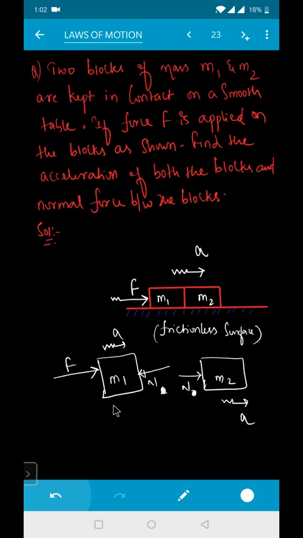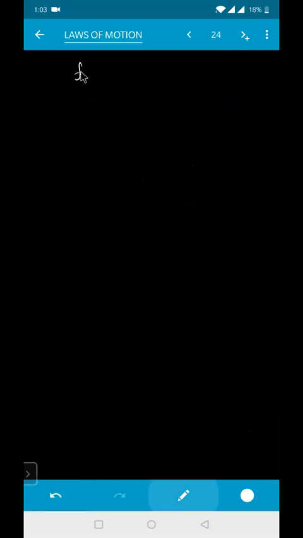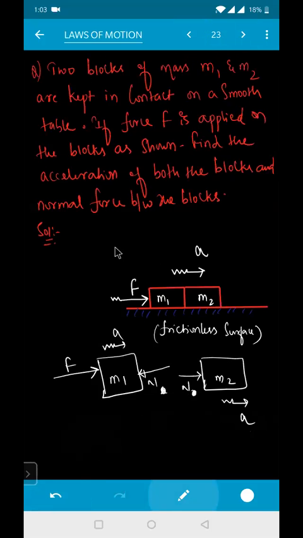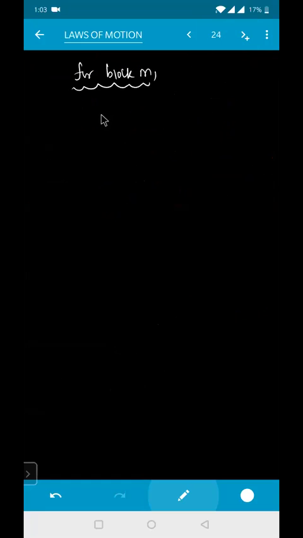अब m1 पे बताओ फोर्सेस क्या लग रहे हैं? फॉर ब्लॉक m1 बताओ। एक तो फोर्स सामने लग रहा और एक फोर्स पीछे लग रहा है। कितना? n। Force must be equal to mass into acceleration from Newton's second law. Net force must be equal to mass into acceleration.